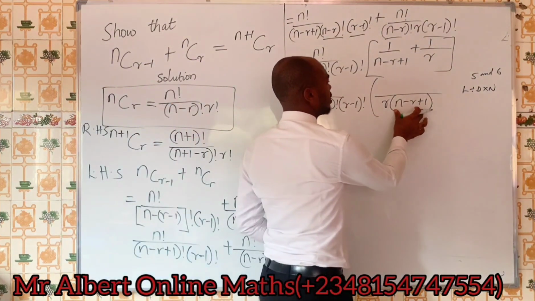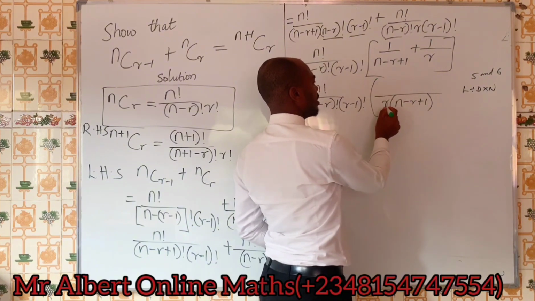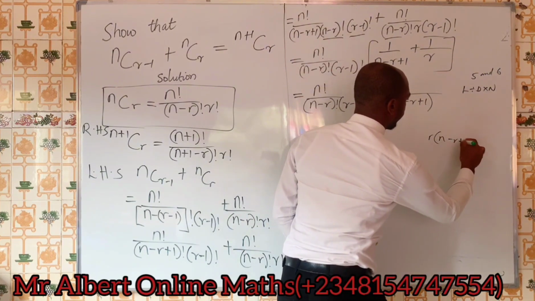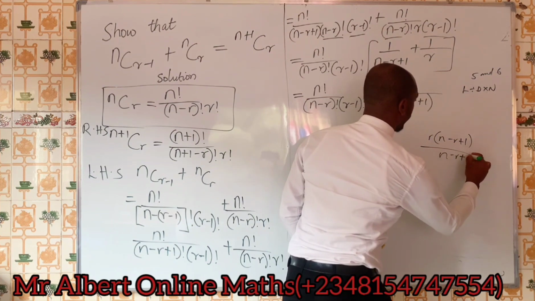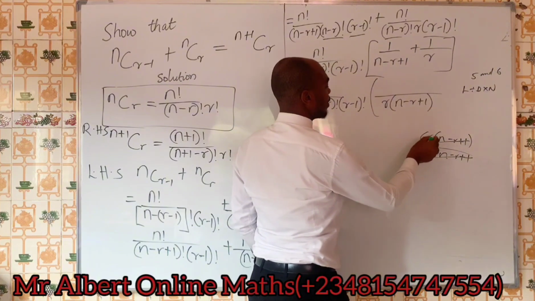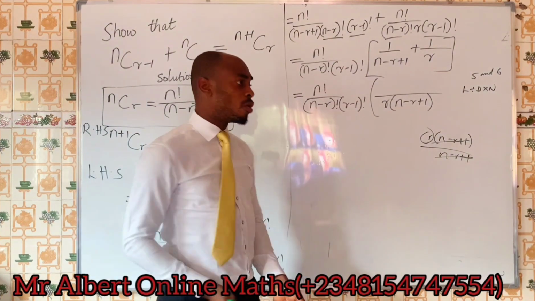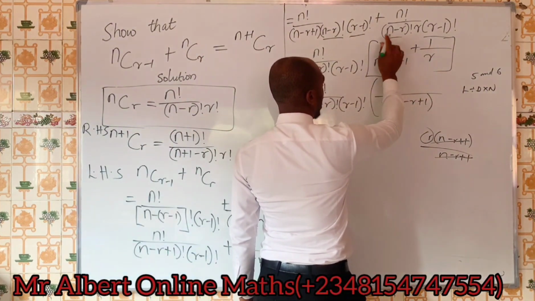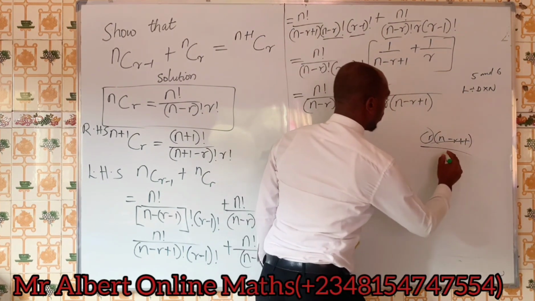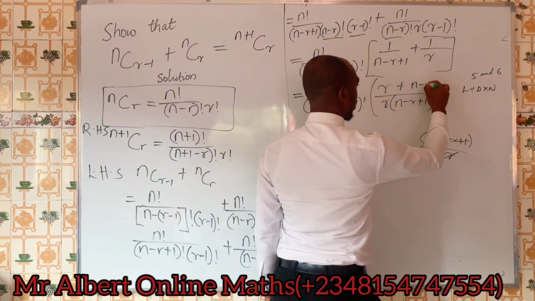So when we divide LCM by the denominator, what is left? If this cancels out, what is left is r. For instance, you have r times n minus r plus 1 divided by n minus r plus 1. If you divide this way and this cancels out, what we have is r. Then use the r to multiply the numerator. But the numerator is 1, so r times 1 is r. The same thing here. If you decide to divide through by r, r cancels r, and what is left now is n minus r plus 1.